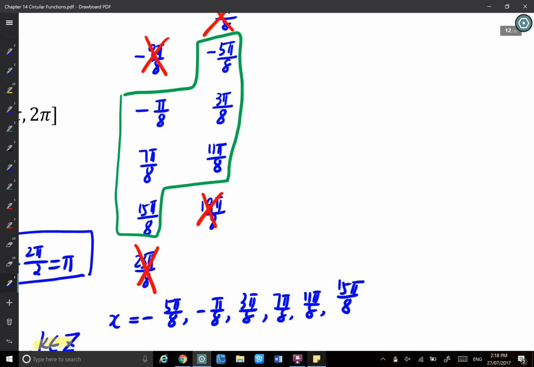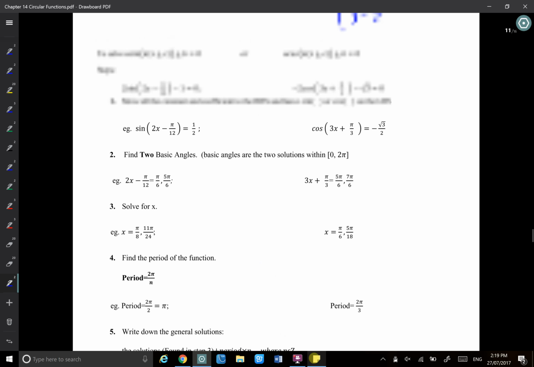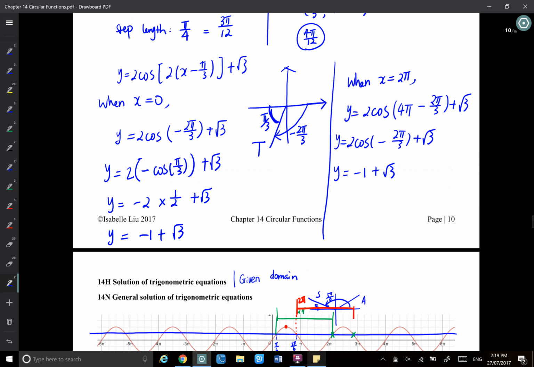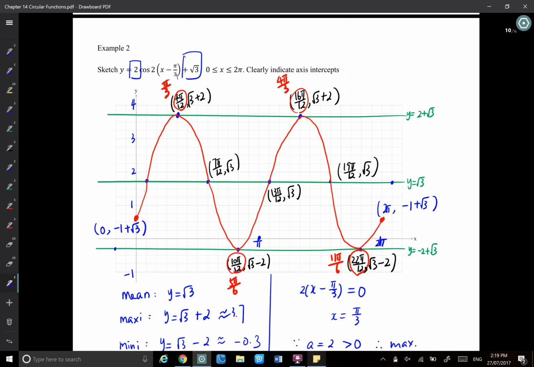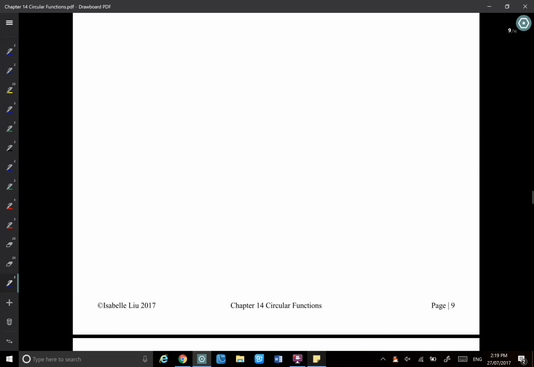That's how we solve trigonometric equations. Okay, I'll give you homework tonight. Not a lot, but you need to do it. I want you to find the x-intercept for this question, example 2. There's a lot of space above, you can use the space above.